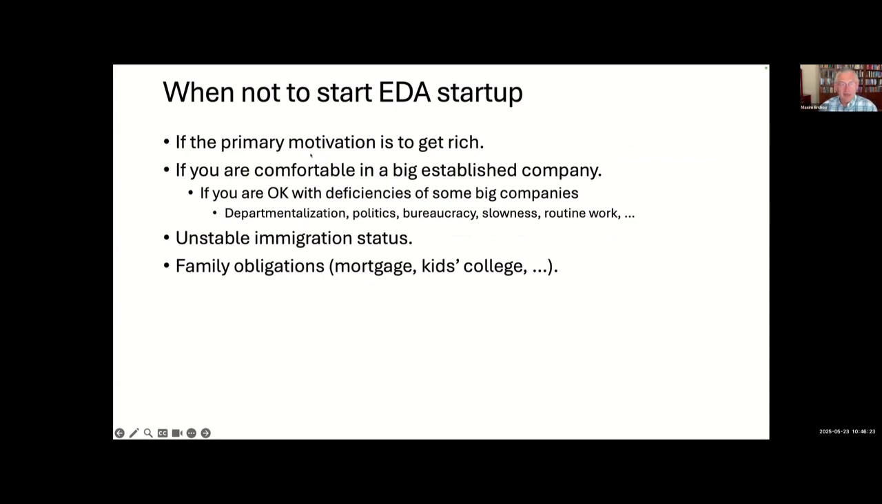When not to start an EDA startup, again, it's my personal perspective. If your primary motivation is to get rich by selling a startup or going IPO, it's not a good idea because the chances of succeeding are low. If you are comfortable in a big established company, if you are okay dealing with some deficiencies listed here, or if you find a good niche and you have an interesting team or good manager, stay with a big company. Or unstable immigration status, or maybe some family obligations may prevent you from going down this risky path.